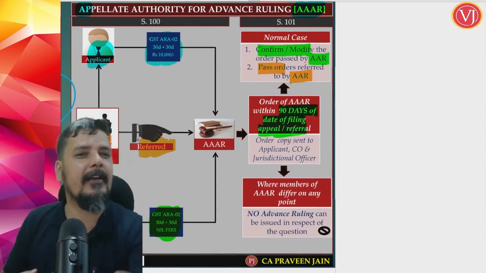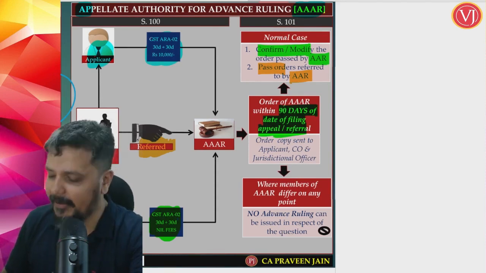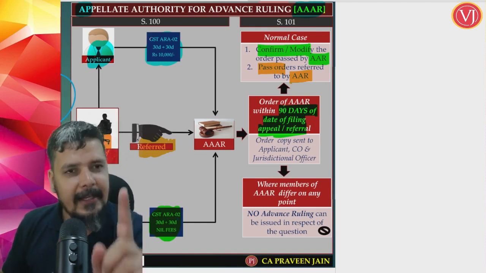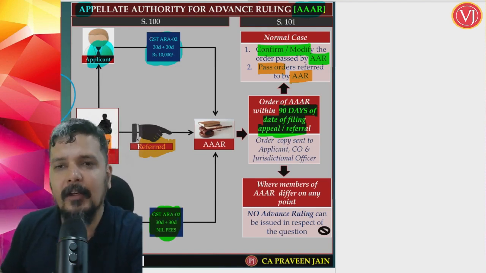A copy of the order will be given to everyone: to the concerned officer, to the applicant, even to your jurisdictional officer. That copy of the order is the same point. Again, here also the time limit is 90 days. But 90 days starts from where? From the date of appeal or from the date of reference.